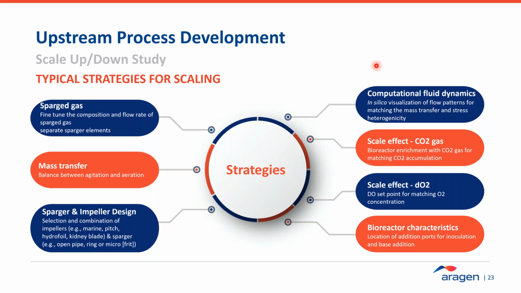Computational fluid dynamics, or CFD, can also be used to get further insight into the flow pattern for matching the mass transfer and stress heterogeneity. To deal with scale effects, we readjust the carbon dioxide flow in some cases, and in some other cases, we readjust the DO set point. Finally, we wisely select the placement of addition ports to optimize efficiency.